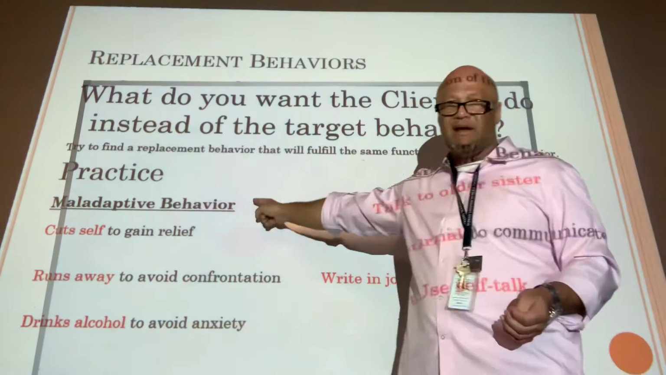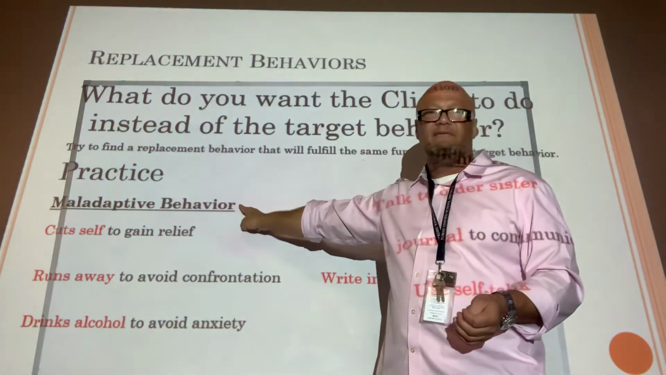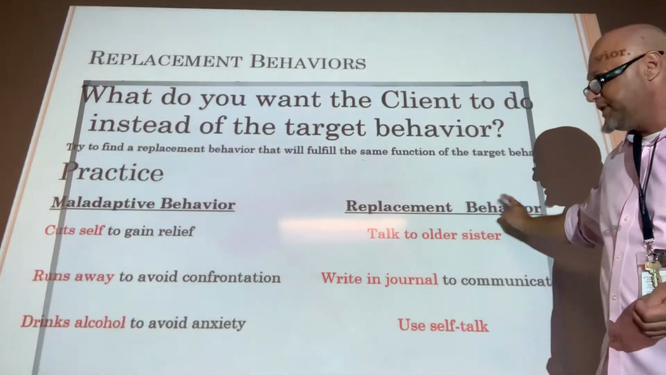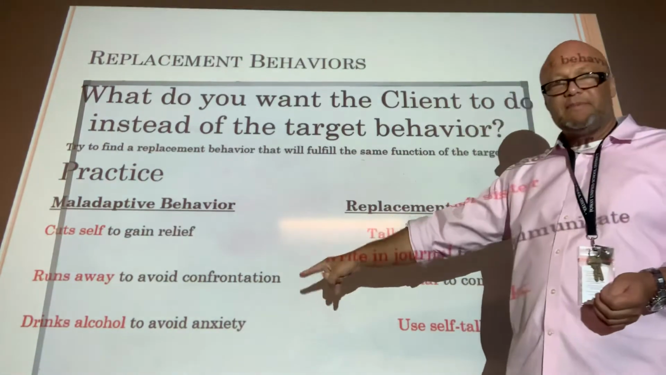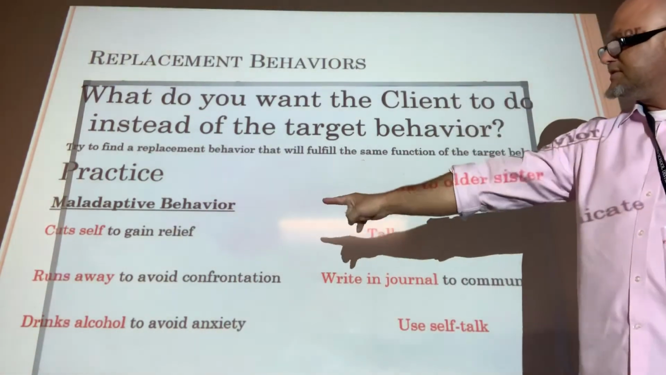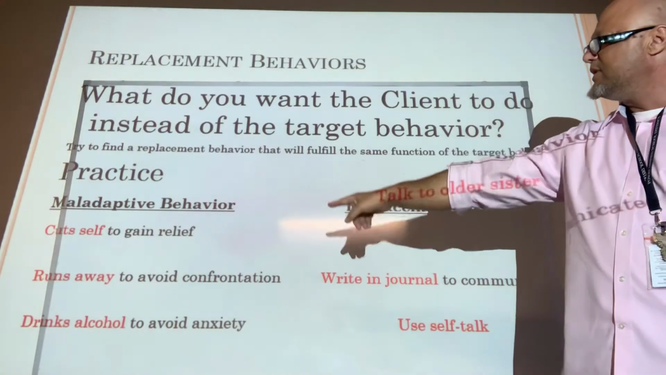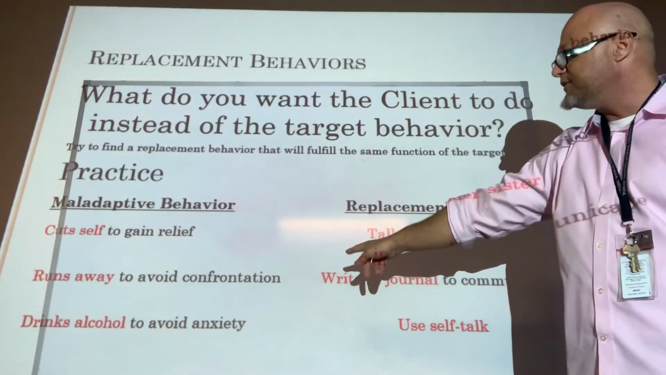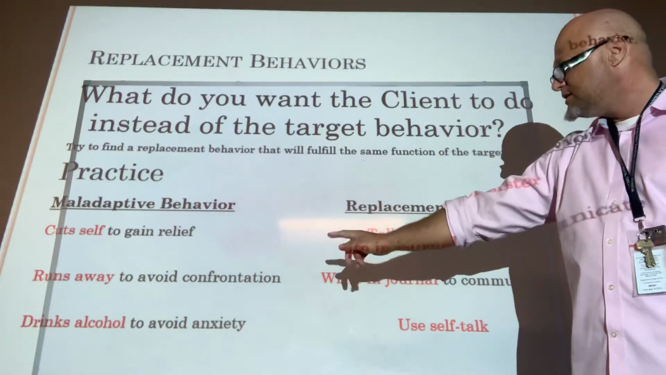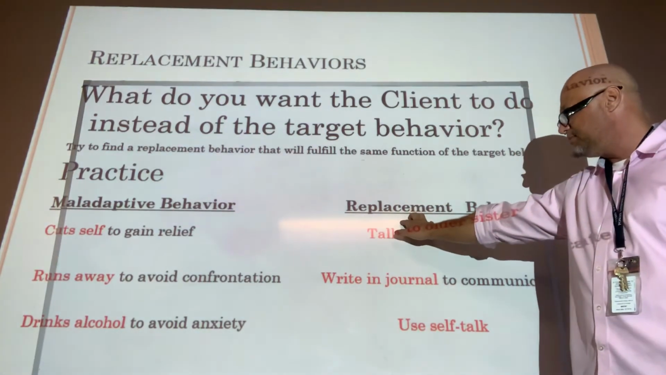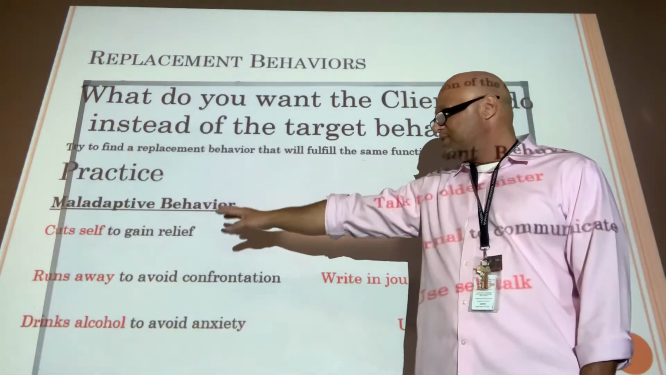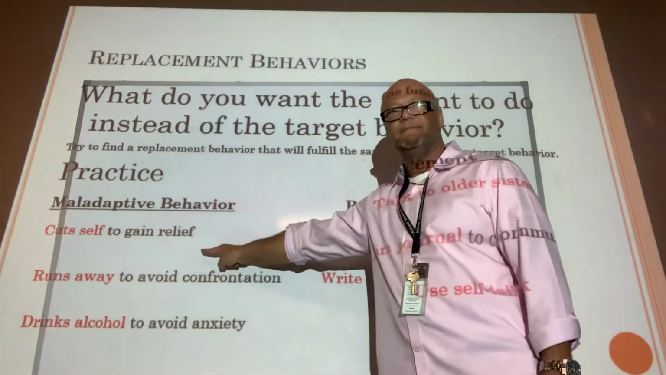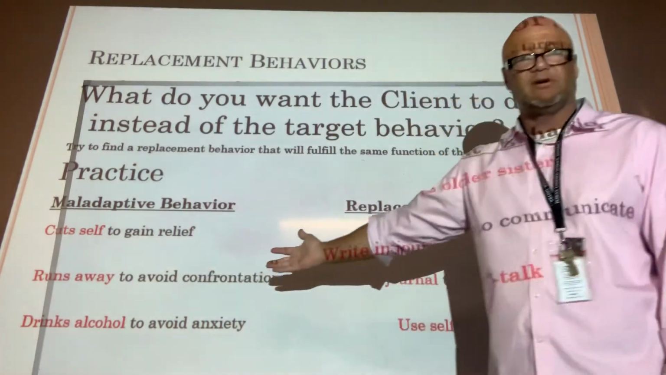Okay, we call it maladaptive. In behavior, we call it target behavior, and we're looking for a replacement behavior. So the maladaptive or target behaviors here are cuts self, runs away, drinks alcohol. We also have the function added on there: to gain relief, to avoid confrontation, to avoid anxiety. So when we talk about replacement behaviors, we want to replace those target behaviors with something that's going to give the same function as the maladaptive or target behaviors.